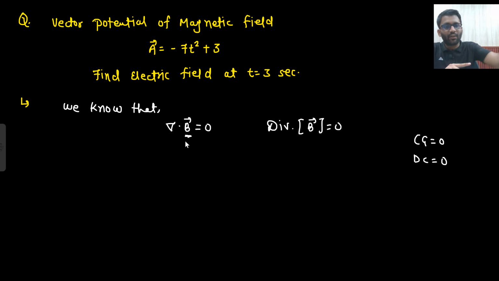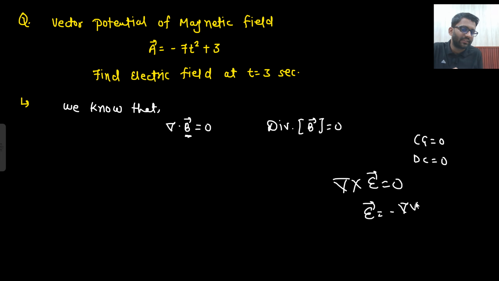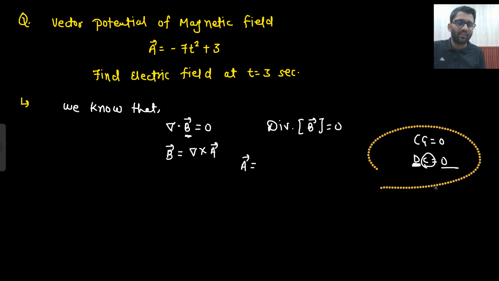So B has to be curl of something. When I said del cross E is equal to 0, what did I write there? E is equal to minus del V, right? Similarly, if divergence of B is 0, and divergence of some curl is 0, then B has to be curl of something. If del cross E was 0 so E was minus del V, then B is del cross A, and this A is your vector potential of the magnetic field.